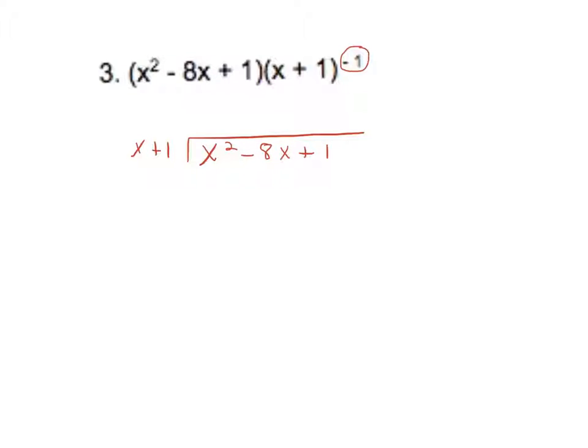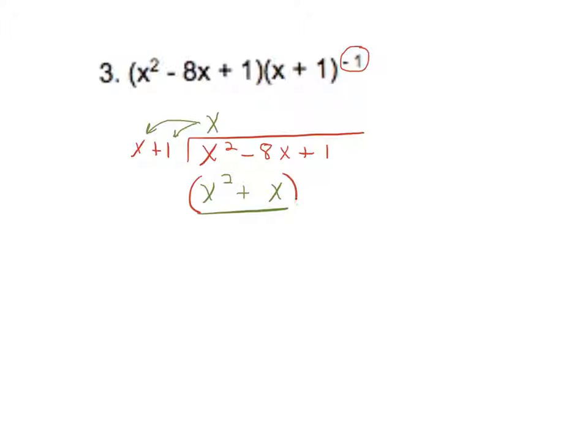And when you do this, you're just asking a simple question. What do I have to take this first term, x, times to get this first term, x squared? And the answer to that is just an x. Once I've decided on that, I have to take that answer and multiply it by my divisor. And I get x times x is x squared, and 1 times x is a positive x.